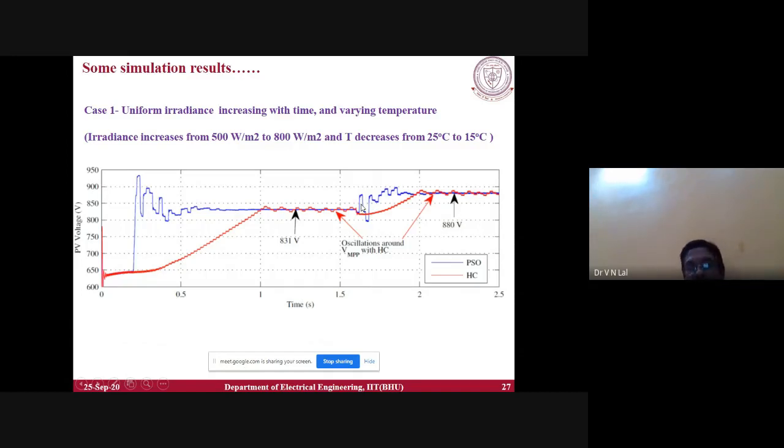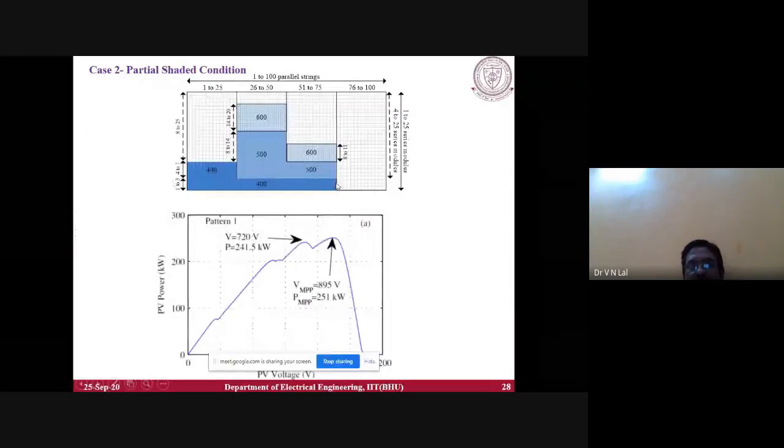Come to the partial shaded condition, another case. This is one schematic of that PV array. These white parts have full irradiance, meaning 1000 watt per meter square, and these portions have 600 watt per meter square. This portion is 500, and this darkest is 400. And the power characteristic of the PV array which we are getting is this one. So there are two peaks.